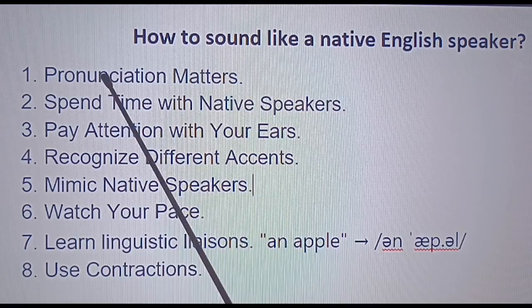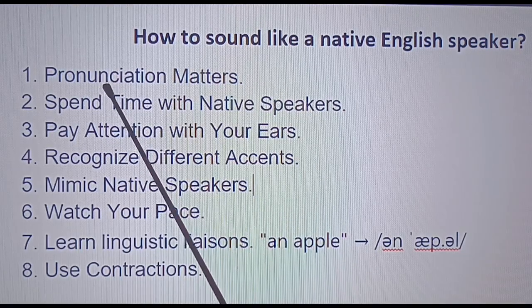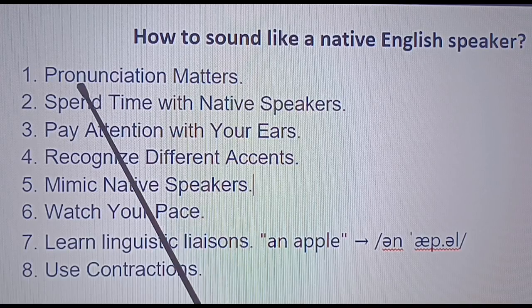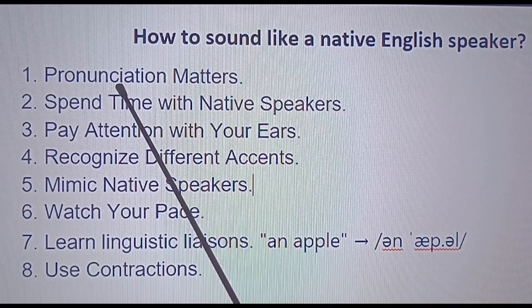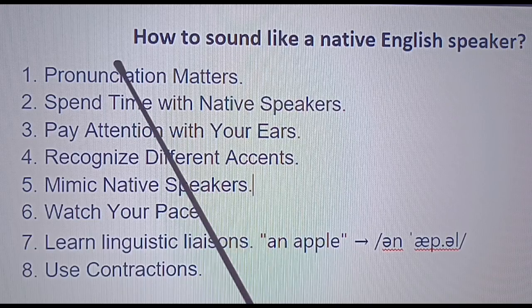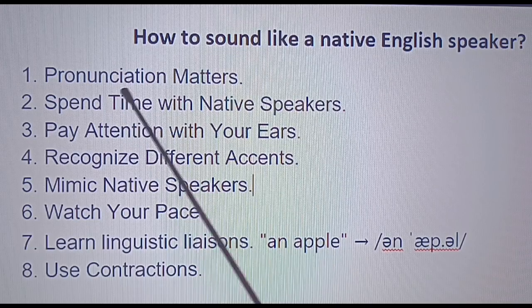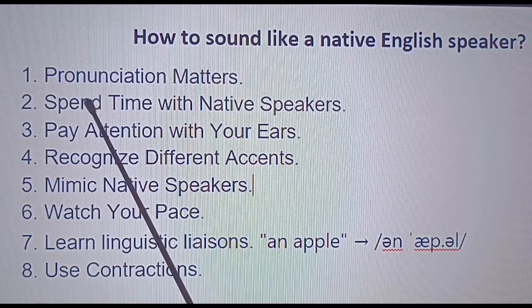One of the things you can do is approach a dictionary and look up words for the pronunciation, and for that you need to know what the phonetics are. I mean phonemic symbols. So you can watch my other video about the phonemic symbols.